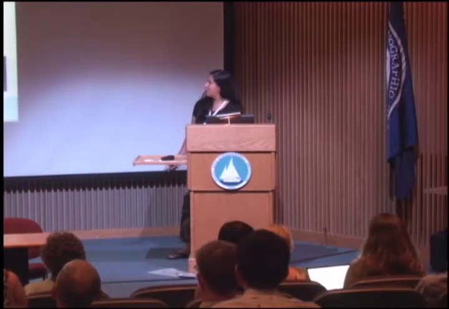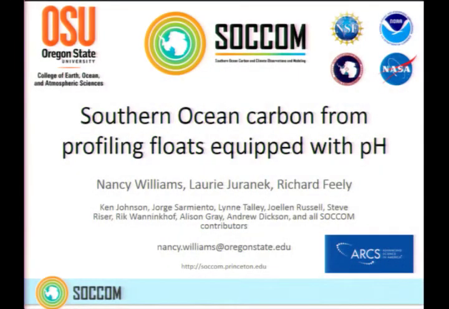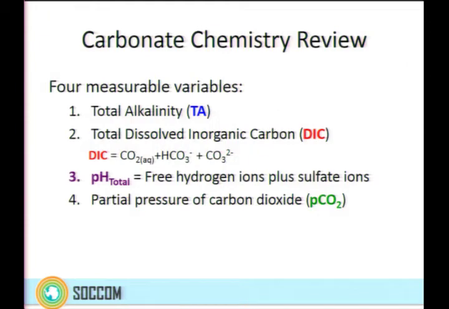So I'm going to talk to you guys about the carbon observations we're making from these SOCOM floats. Just to do a little carbonate chemistry review, there are 4 measurable variables in the carbonate system. So we have total alkalinity, which we'll call TA, total dissolved inorganic carbon, or DIC, pH, and I'm going to use the total scale for the rest of this talk, and the partial pressure of carbon dioxide.